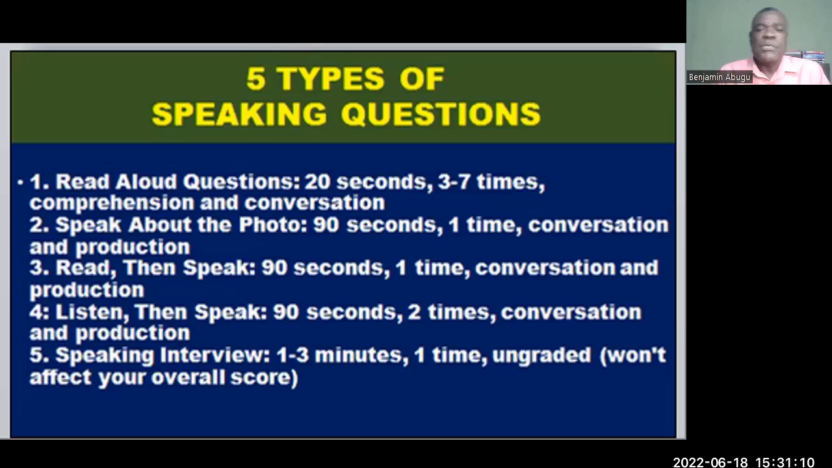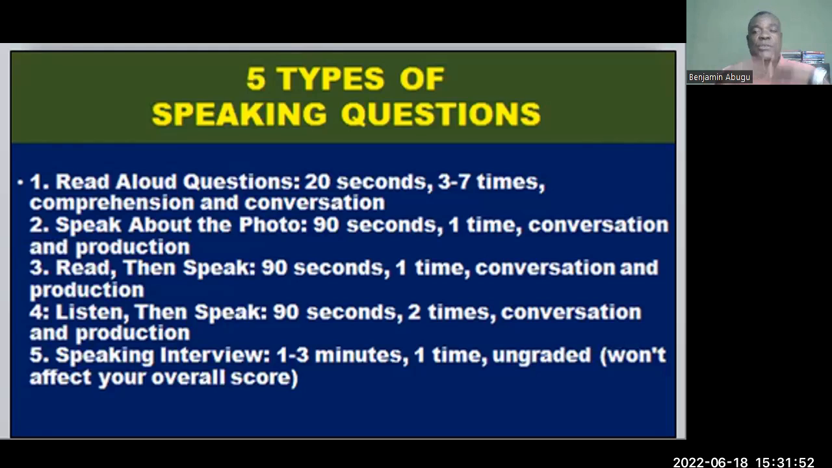Question type number 2, speak about the photo. Now, speak about the photo can also be called photo description or picture or image description. You are given an image, a picture, or a photograph, and you are asked to speak about it. All right, that's the type of question in question type number 2. And you are given 90 seconds to speak about the given image. And this type of question occurs usually once in the test, and it is meant to test your conversation and production skill.